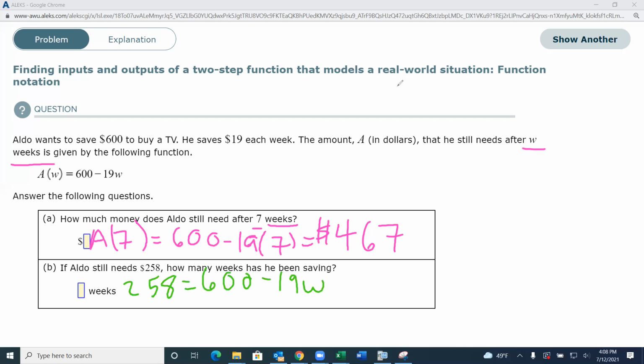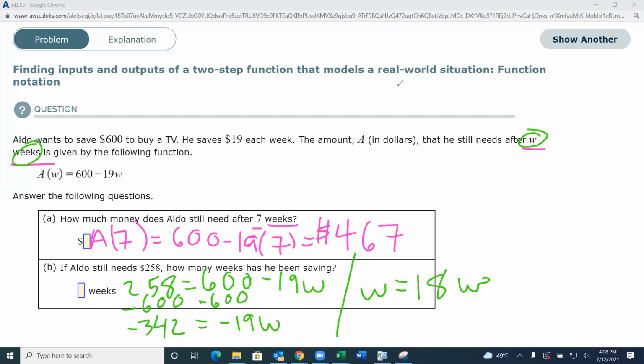Okay, so let's subtract 600 from both sides. And we get negative 342 is negative 19W. And when we divide both sides by negative 19, we end up with a positive 18. 18 what? Well, W is measured in weeks, so 18 weeks. Does the answer seem reasonable? Yeah, it's not negative. It's not like 500 weeks or something that would be totally unrealistic. But yeah, that's kind of how it goes.